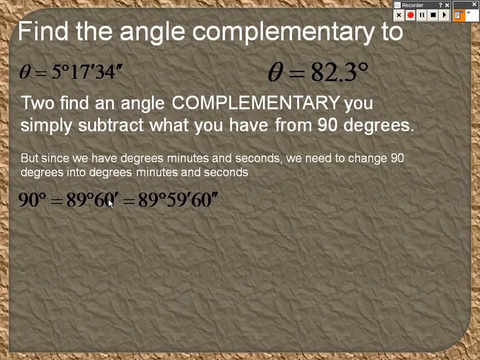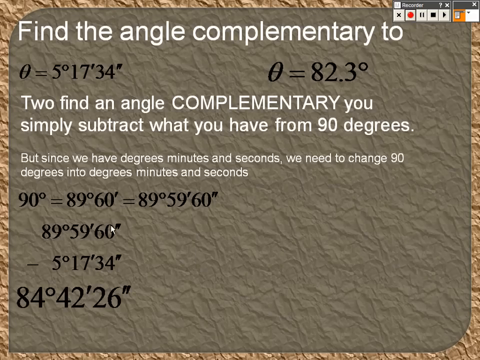And then I pull that 60, and I make that a 59, and I pull out 60 seconds, because there's 60 seconds in a minute. So I can take this minus the 5 degrees, 17 minutes, and 34 seconds. So 60 minus 34 is 26, 59 minus 17 is 42, 89 minus 5 is 84. So there is your answer. That is the complementary angle.